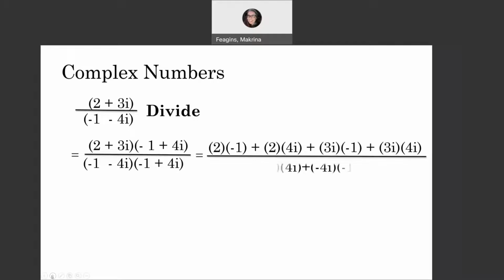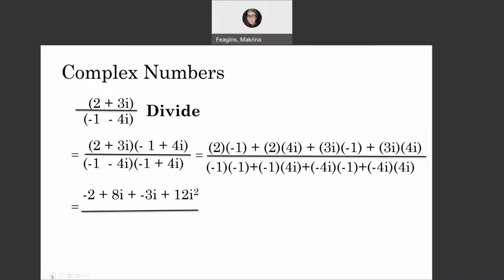And we'll do the same for the bottom, the denominator: negative 1 times negative 1, negative 1 times 4i, negative 4i times negative 1, negative 4i times 4i. And once we clean this up a little bit, we get a negative 2, a positive 8i, a negative 3i, a positive 12i squared. So you are using your integers, you are using the definition of i squared.